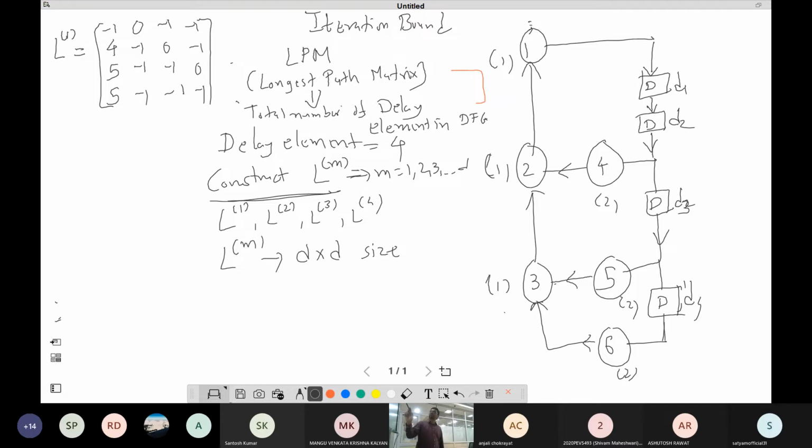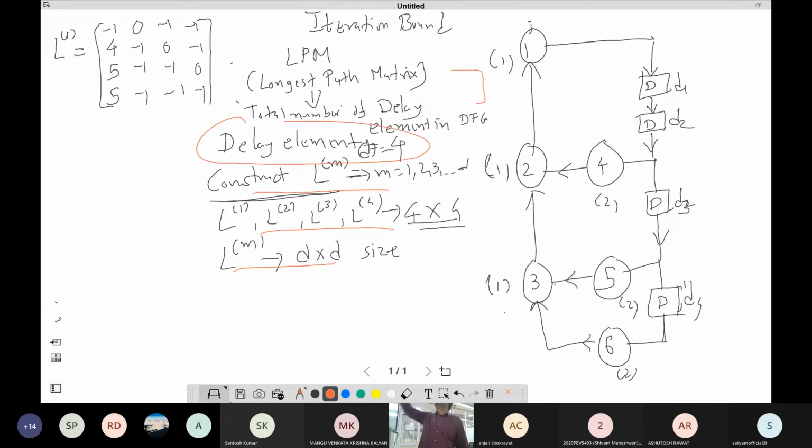So all these matrices would be of size 4 cross 4, because D is 4. Here we are defining D as 4. So I need to construct L1, L2, L3, L4, and each matrix is 4 cross 4. Is it clear? How did I identify this? From the total number of delay elements. The delay elements I have observed are 4.